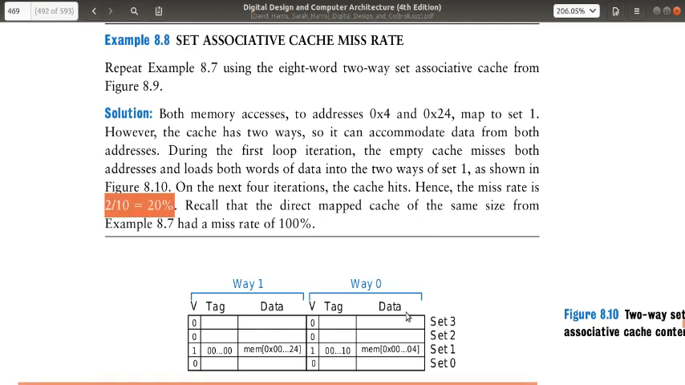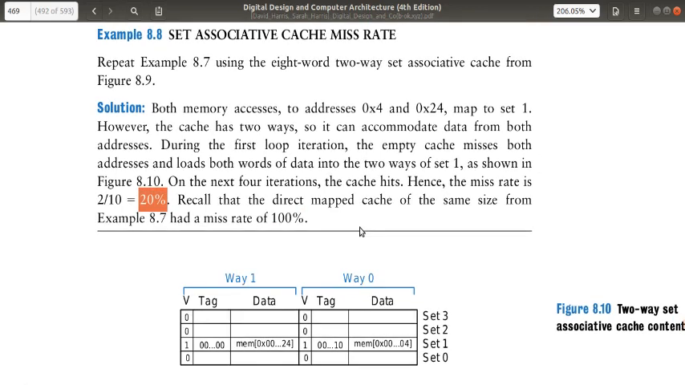So just by implementing a different type of association mapping, the miss rate went down from 100% to 20%. That is a drastic change. That is an advantage of this multi-way set associative mapping compared to direct mapping. The problem with direct mapping is that a constant conflict is there.